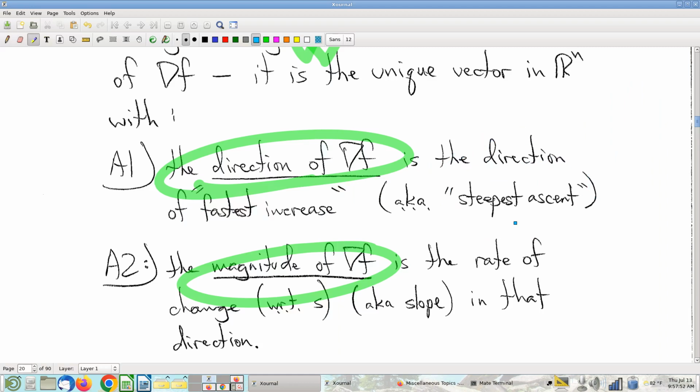Okay. So the direction, one of the geometric features of the gradient, is the answer to a natural question, and the magnitude also is the answer to a natural question. It's how steep is that graph. It's how fast is that rate of change in that direction.